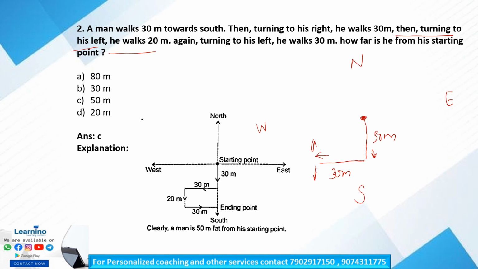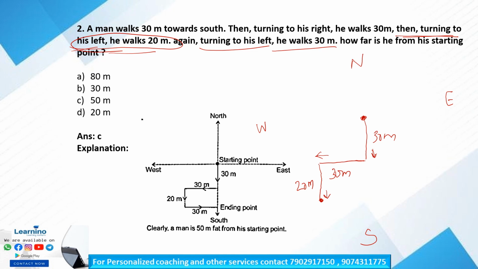So what is the question? The man is turning, then turning to his left, he walks 20 meters. So he turned to his left and walks 20 meter. This is south direction, right? He walks 20 meter towards south. Again turning to his left, he walked 30 meter. So again the man is facing towards the south.